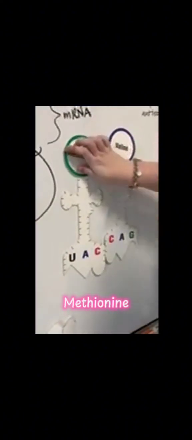Then for this one, CAG would be GUC, which is this, AUG, which is this, which is methionine, which is also the codon for starting the whole process.